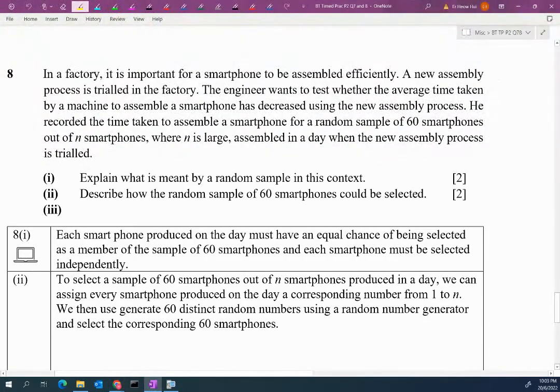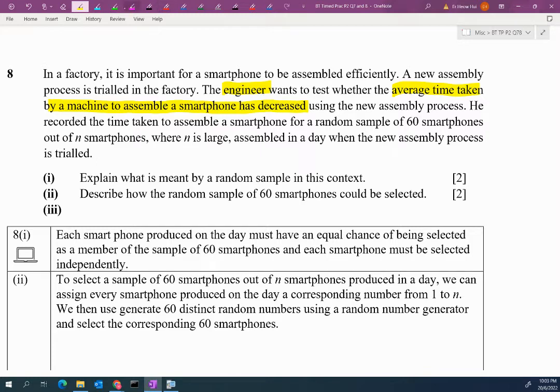Okay, in this question, it said that in a factory, it is important for a smartphone to be assembled efficiently. Okay, so that's just the preamble of the story. But it said that a new assembly process is trialed in the factory. Then the engineer wants to test whether the average time taken by a machine to assemble a smartphone has decreased using a new assembly process, right? So this is just telling you why the engineer wants to do a test.